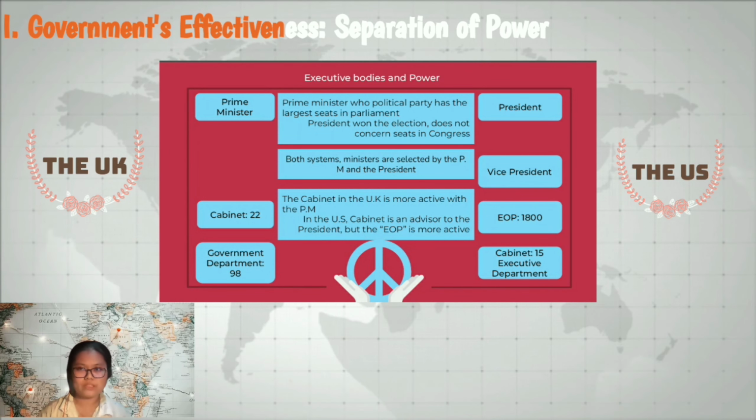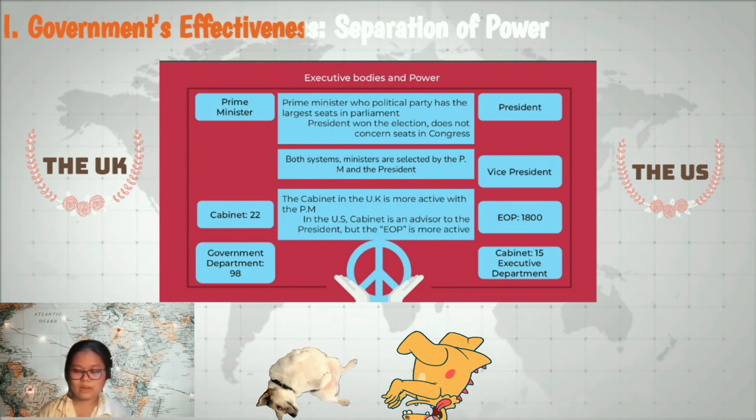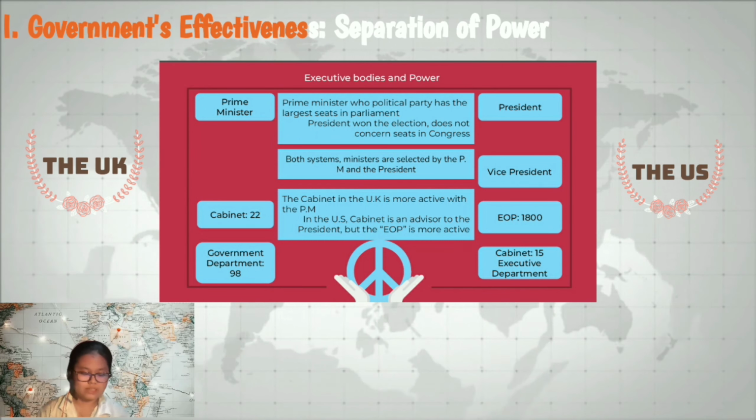But the executive office of the president is more active because they assist the president with day-to-day work, to sign or veto bills, sign treaties, or ask for clarification of the existing law.